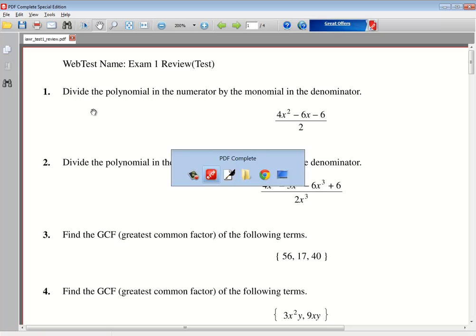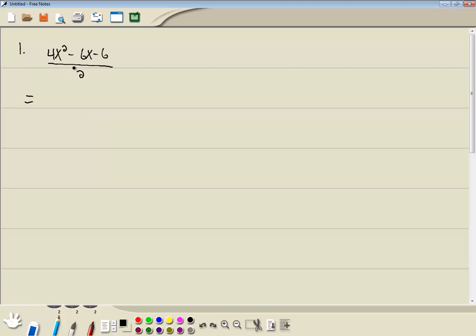Whenever you have a polynomial up on top, multiple terms, and you got a single term down below, you can split this into separate fractions. So I'll put the 4x squared over 2 minus 6x over 2 minus 6 over 2. And then you simplify these. 4 divided by 2 is 2x squared, minus 6 divided by 2 is 3x, minus 6 divided by 2 is 3. And that's our answer.